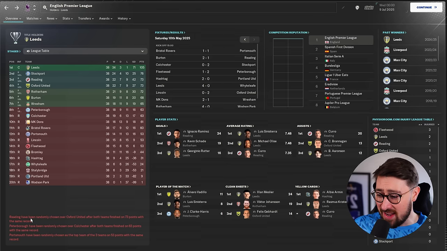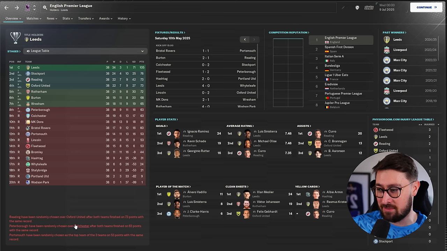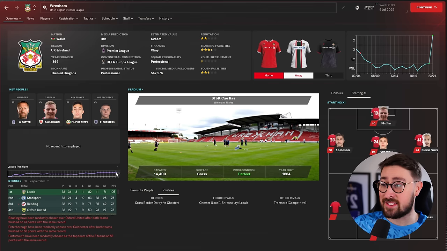There's also three different teams that had the exact same record, so the game had to randomly choose somebody to finish above them. Like, this seems to happen loads in this database, doesn't it? Wrexham, though, now relegated, have lost all of their money. They're down to £255 million. They've got Graham Potter as their manager, though.